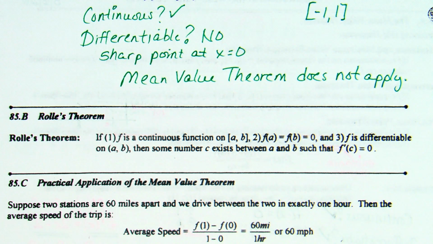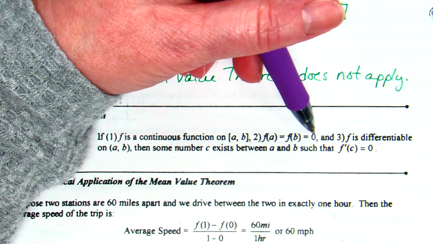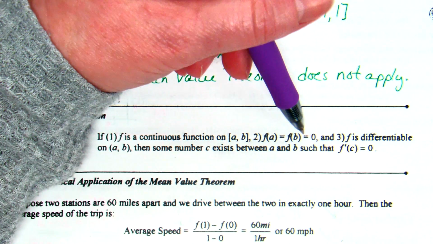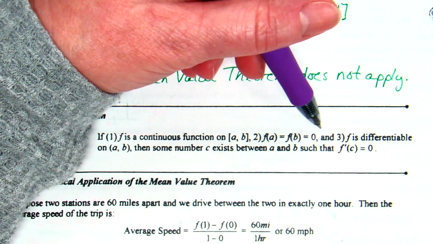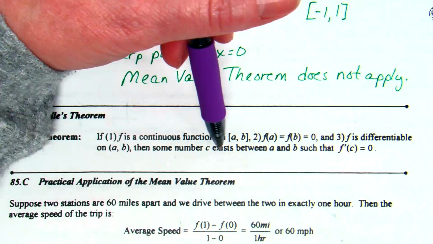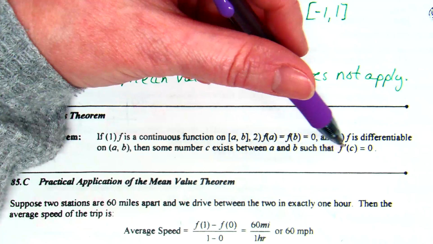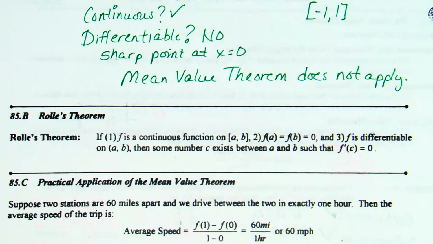Okay. Rolle's theorem. 1, f is a continuous function on the interval a to b. 2, f of a and f of b equal 0, so the function equals 0 at these 2 points. And I'll provide a picture here in a moment. And 3, f is differentiable on this interval. Then some number c exists between the points a and b such that the derivative equals 0. Okay, you got that idea?